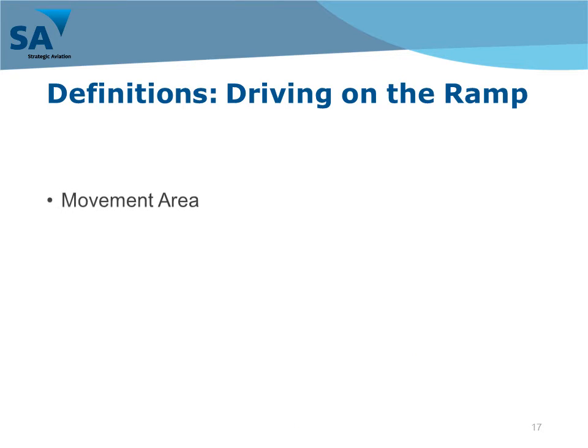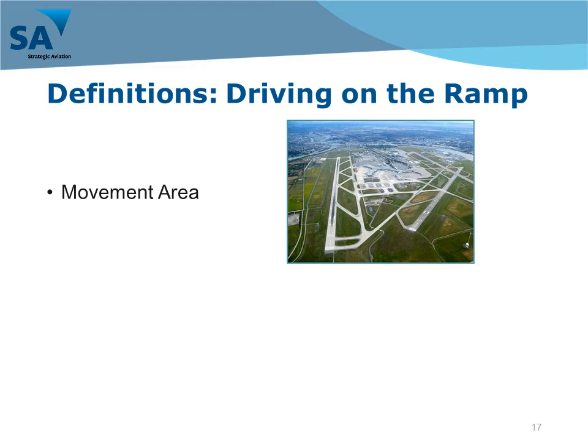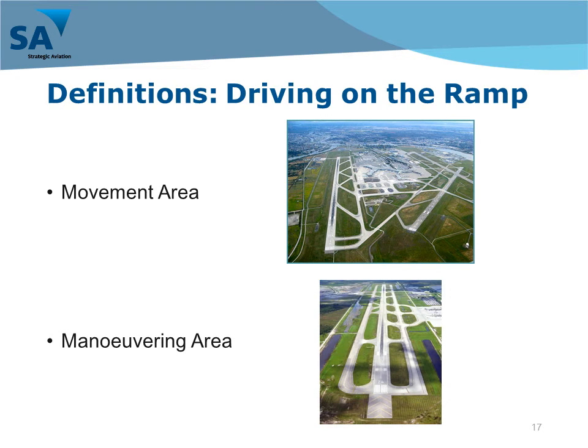The movement area is used to describe all of the controlled and uncontrolled areas an aircraft may move in the aerodrome. The maneuvering area is a portion of the movement area used for takeoff and landing, such as runways and taxiways, and are usually controlled areas.